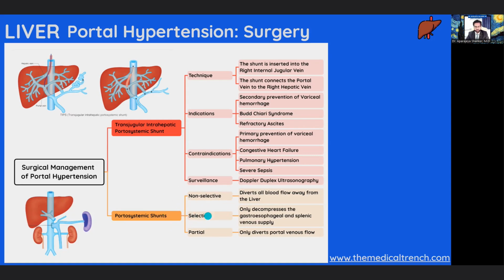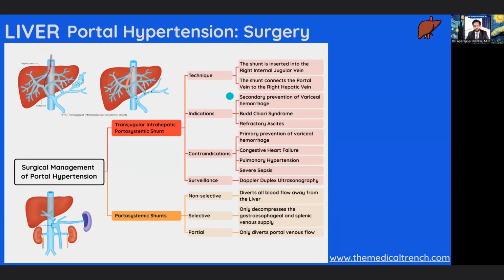So most of the time, we try to use selective shunts, and partial shunts are a bit like TIPS, except TIPS is using an actual shunt material or a stent. In partial shunts, what happens is that you just cut the portal vein directly and insert it into the IVC without inserting anything else, right? And it only diverts portal venous flow, but it leaves the rest of the collateral flow and hepatic artery flow and everything going as it is.